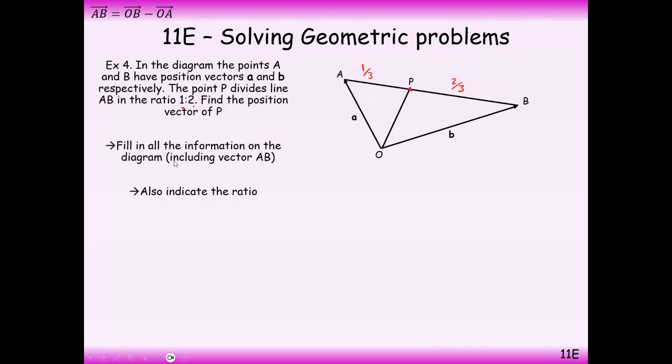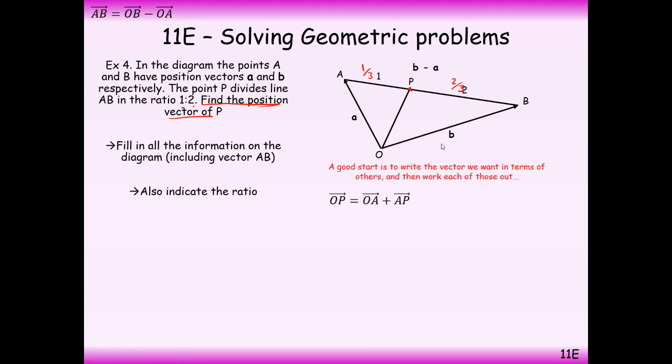So fill all the information on the diagram, and this is just giving us a hint. The question is asking us to find the position vector of P. So using a and b, we want to figure out position vector p. We know going from A to B means going in the opposite direction of a, and positive direction of b. So we write b minus a, and those ratios. So O to P involves us going from O to A and going one third of the way from A to B.